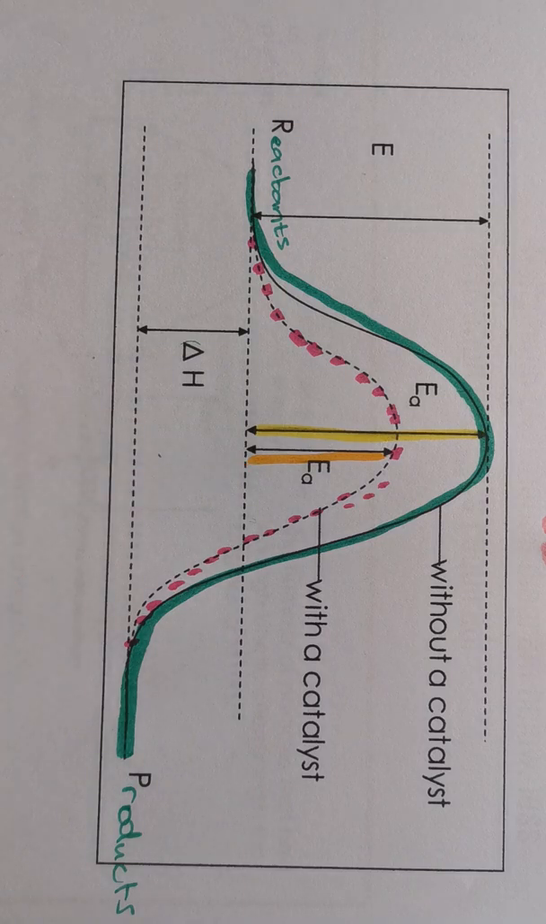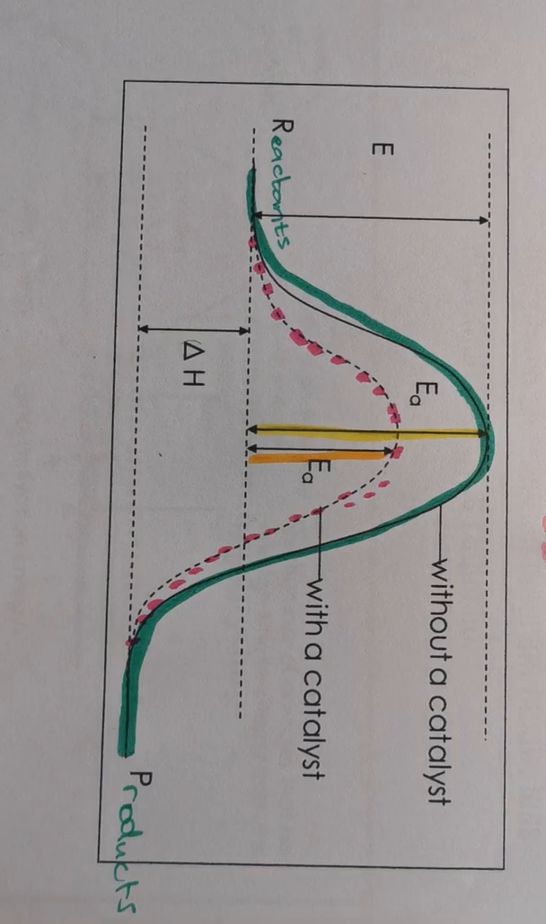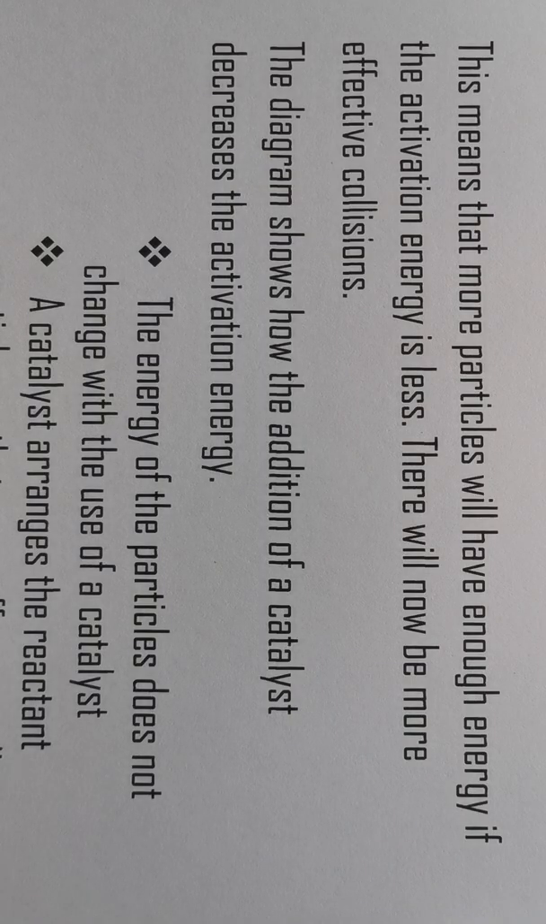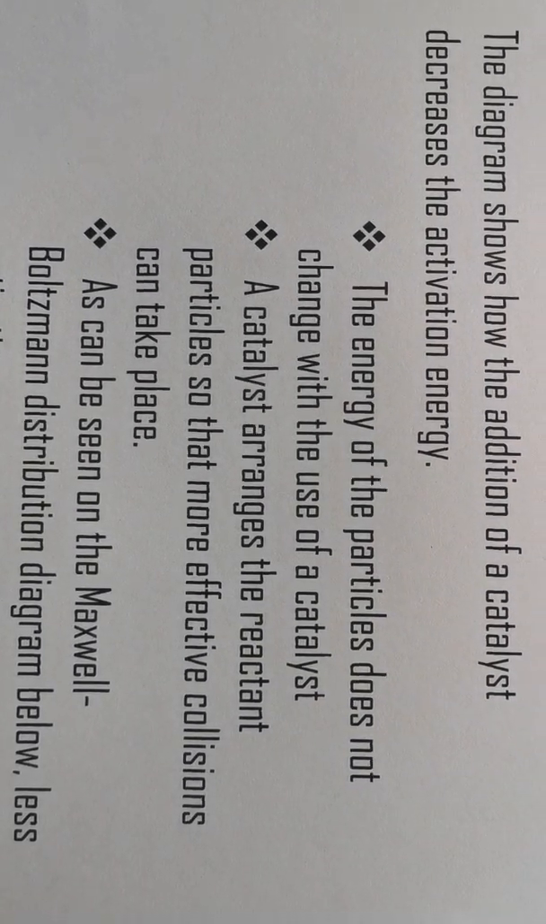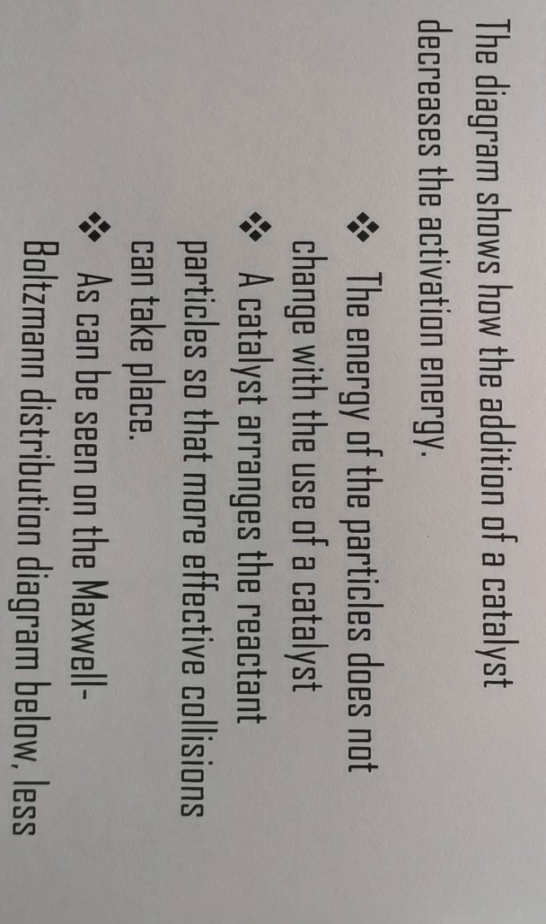And that means that less energy is going to be required to put into the reaction before it actually starts work. So in terms of collision theory, what this means is that when we introduce a catalyst, we have more particles that have enough energy if the activation energy is less. Okay, so that means there'll be more effective collisions. I've got a diagram at the bottom, so I just want to draw your attention to all of the words, and then I'll show you the diagram. So what the diagram does show is how the addition of a catalyst decreases the activation energy.